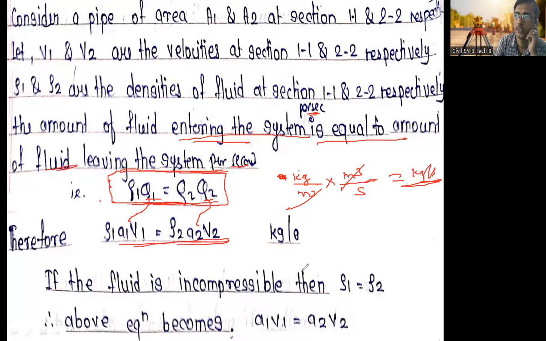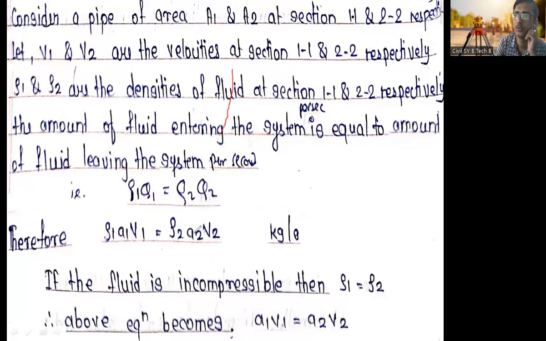For the incompressible fluids, the rho 1 and rho 2 will be the same, so it can get cancelled. And for the incompressible fluid, like all types of liquids, we can use this equation in the form A1 V1 equal to A2 V2. Okay, so this we have to note down, and for the gases we can go for this equation.